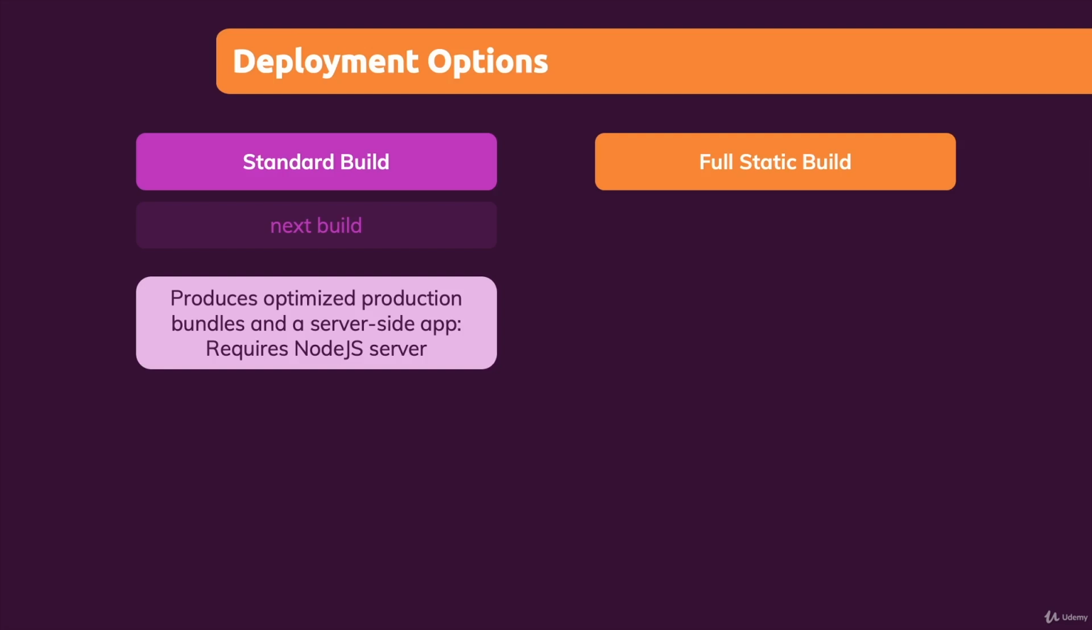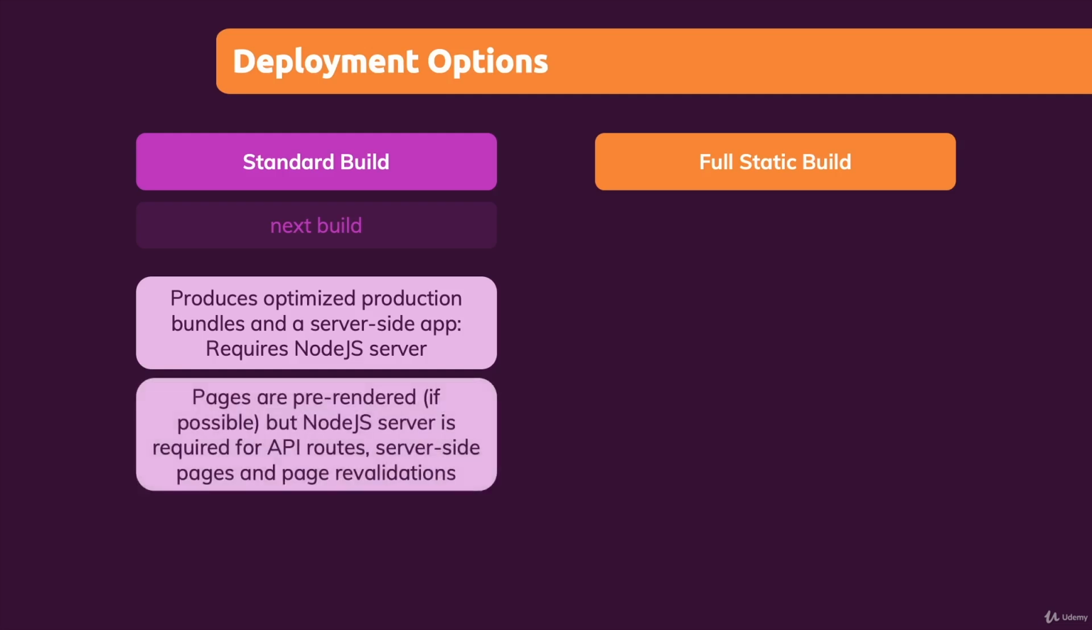So you can't take the output of next build and put it onto some static host. You would be able to do that for a standard React app, a non-Next.js app, but because Next.js has these built-in server-side capabilities, like pre-rendering pages on the fly on the server, revalidating pages, API routes. Because it has these server-side features, it needs a Node.js server to run that code. Should make sense.